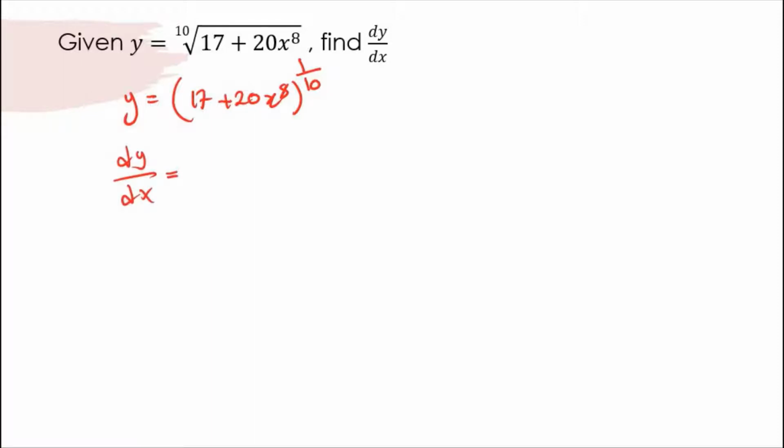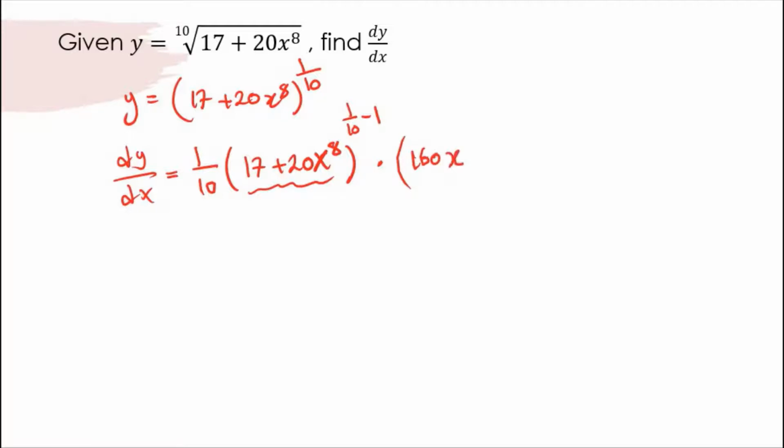So the first thing is to bring the power down: 1 over 10 times 17 plus 20x to the 8th power, everything raised to 1/10 minus 1, times the derivative of what's inside. The derivative of 17 is 0, plus the derivative of 20x to the 8th power, which is 8 times 20, 160x to the 7th power.